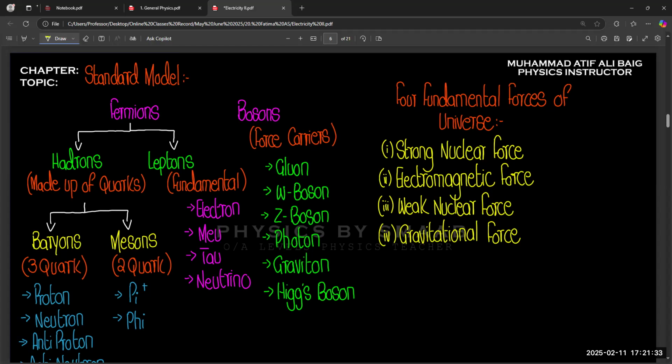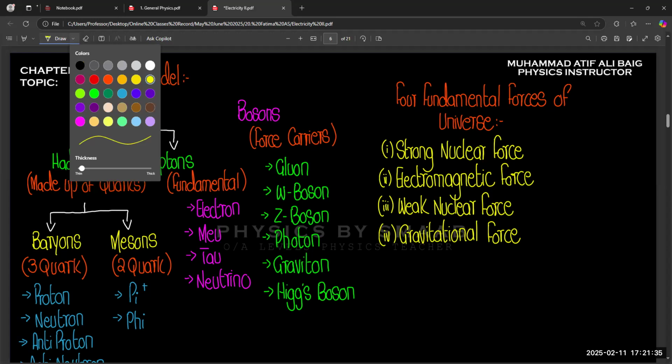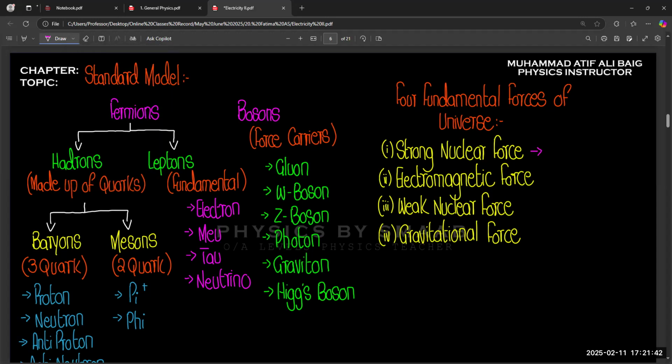And basically, if we talk about the strong nuclear force, this strong nuclear force is actually experienced by the quarks. With the help of quarks, we are getting proton and neutron. So that's why in the nucleus we have a strong nuclear force. It is written a strong nuclear force because in the nucleus we have protons and neutrons. So that's why this force can be experienced by the quarks.